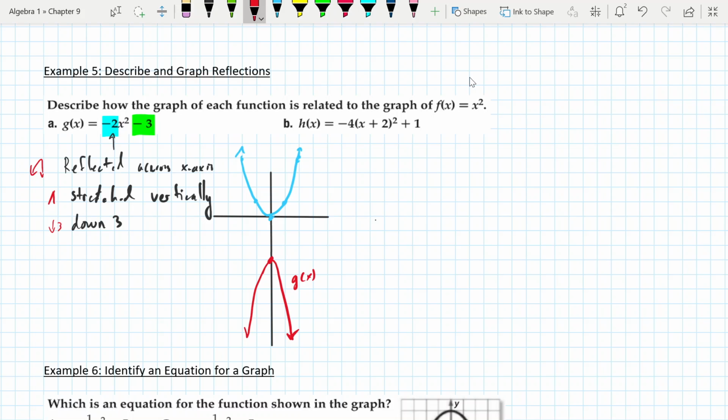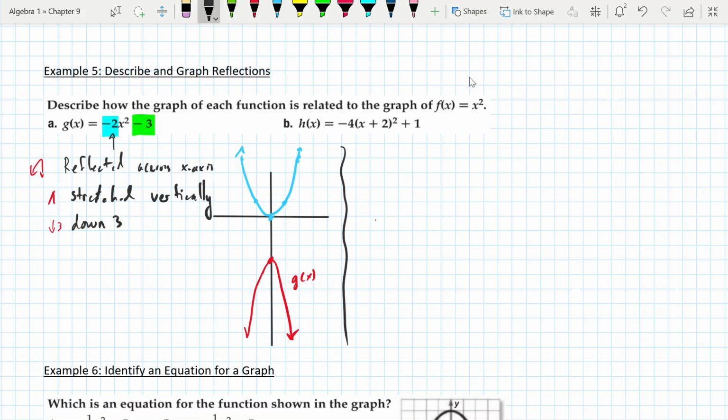Now, you could see I didn't actually plot any points or anything like that, but the whole idea is, what's the general shape of this thing supposed to look like? And if you can find the general shape, then you're halfway there, right? If you need exact points, that's what calculators are for. Or sometimes you have to do it by hand anyways.